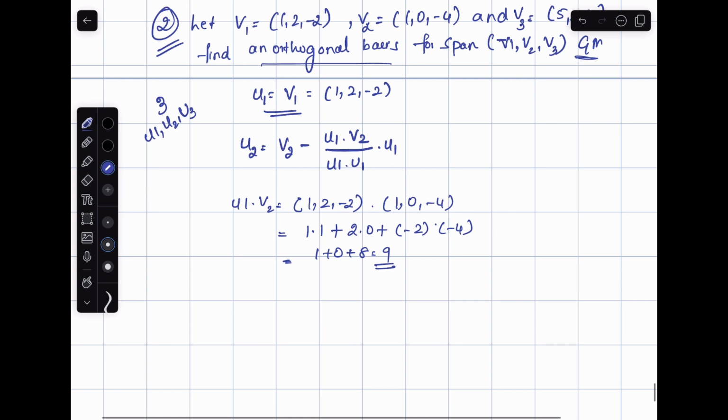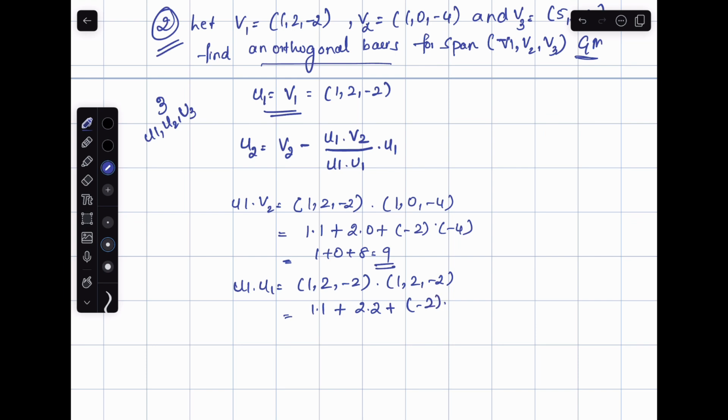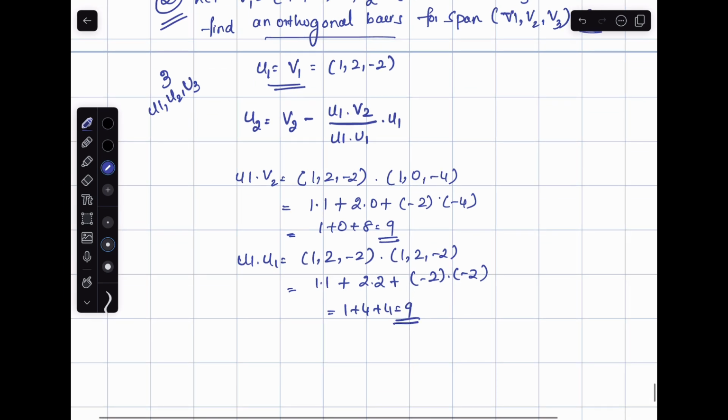Now I'll multiply u1 · u1. So it is (1, 2, minus 2) · (1, 2, minus 2), which is 1 times 1 plus 2 times 2 plus minus 2 times minus 2. I'm getting the answer as 9. All right, now let us substitute back into u2.